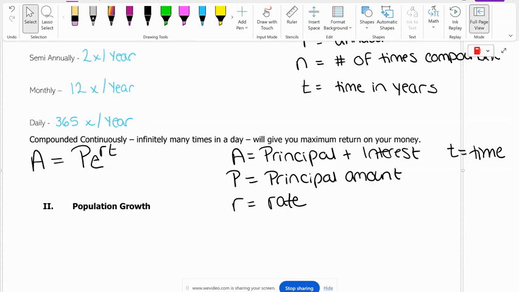Michael? Do we memorize all of these? You have to, yeah. You're going to need to memorize these.